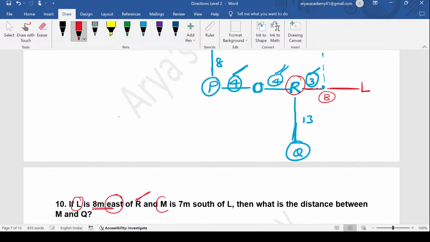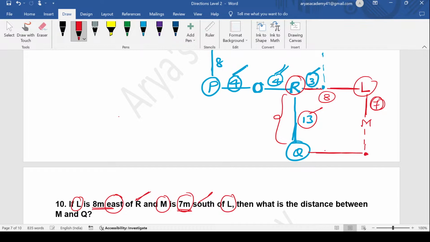And point M. Point M is 7 meters from L, towards south. L is here. They are clearly stating it is 7 meters. This total distance is 13, but you have to go only for 7. If you go for 7, there you will get another point which is M. So from L, if you go south for 7 meters, you will get M. This total distance is 13. This is 7. And if you want to make these two points to be in a straight line, this particular distance has to be 6, because 7 plus 6 gives rise to 13. That is equal to the distance between R and Q.